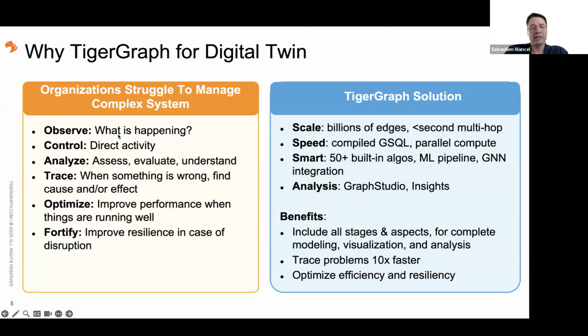And then it comes with over 50 built-in algorithms, and it is integrated with machine learning pipelines and native graph neural networks for advanced predictive analytics. And finally, it comes with visual tools like Graph Studio and Insights to make graph exploration intuitive, even for non-technical users. And we'll see later in the webinar a demo of those capabilities. And the results: you can model entire ecosystems with full relational context, and you can perform root cause analysis and impact tracing 10 times faster.